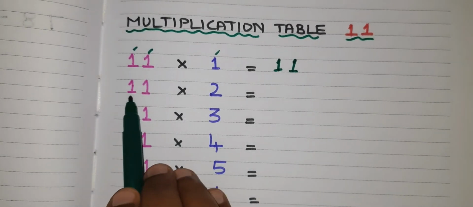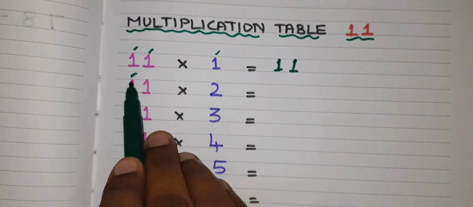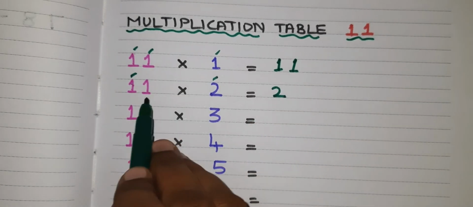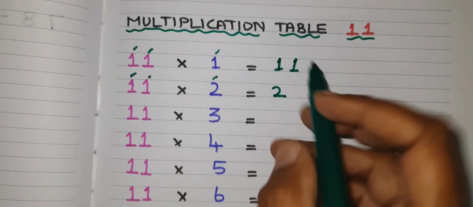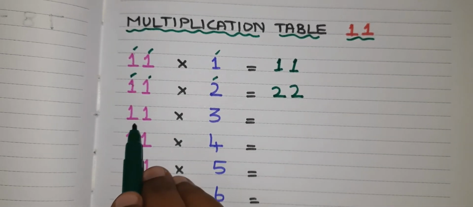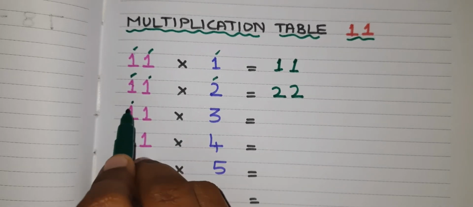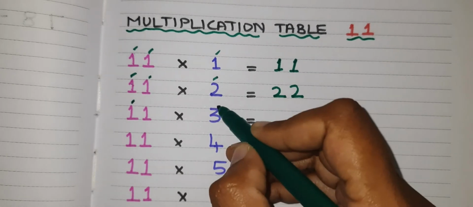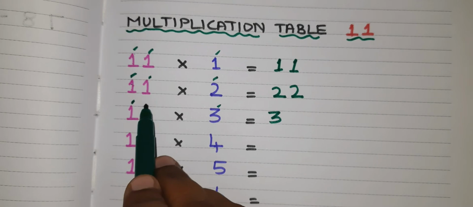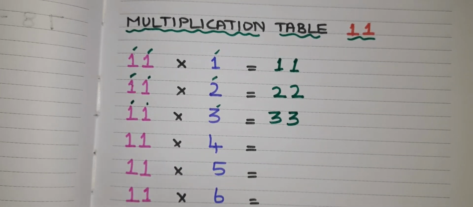Next, 11 into 2 equal to, take the first 1. 1 into 2 is 2. Next, 1 into 2, 2. 22. Next, 11 into 3 equal to, take 1 into 3. 1 into 3 is 3. Next, 1 into 3. That is 33.